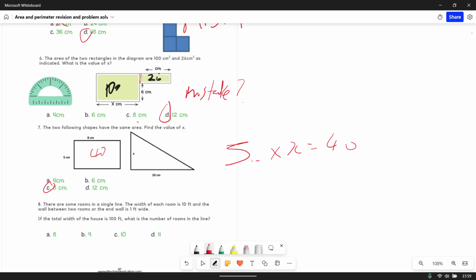I've got here B. It can't be B. 6 times 10 is 60. 60 divided by 2 is 30. And we want 40, so it's a mistake there. Mistake in the answer there.